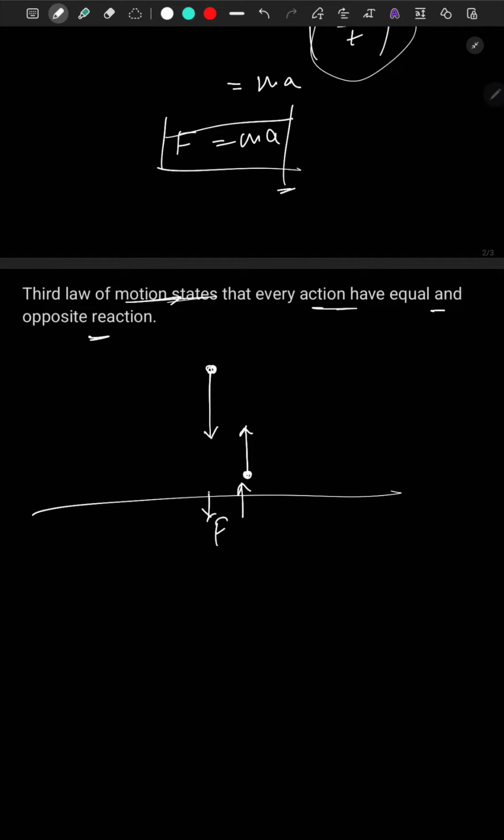Now moving on to the third law. Third law of motion states that every action has an equal and opposite reaction. So in this, let us take an example. If we throw a ball on the ground, then it exerts a force on the ground, and the ground exerts an equal and opposite force on that ball. So it moves in the upward direction again. So this is the example of third law of motion.